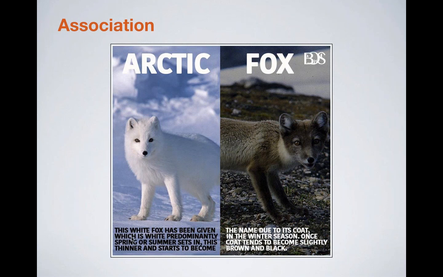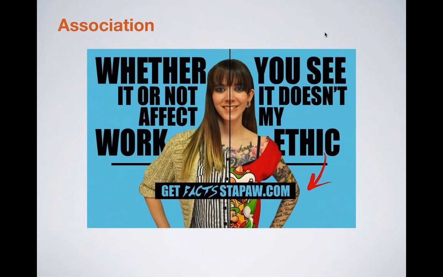So it should read, "This white fox has been given the name due to its coat, which is white predominantly in the winter season." So at least with English and a lot of Western languages, we read left to right, top to bottom, and arranging the text in that way will be conducive to how we're used to reading.